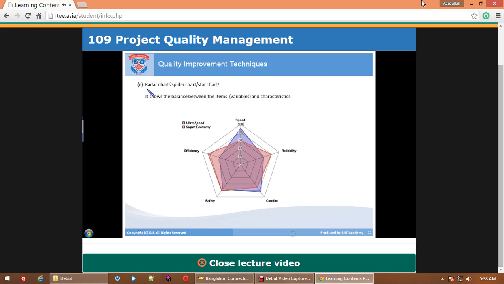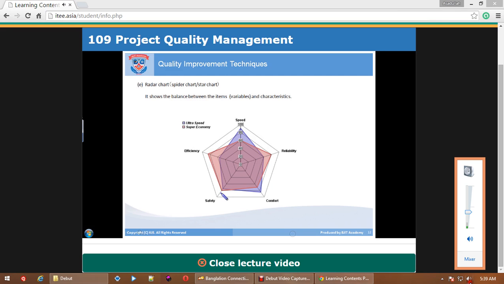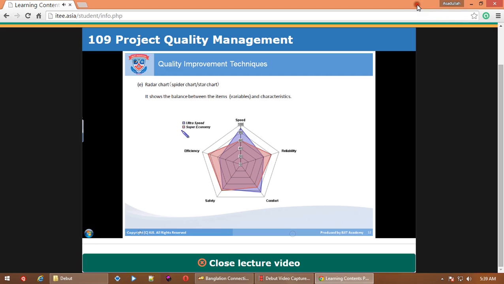Another technique is called the radar chart. It is also known as a spider chart or star chart. It shows the balance between the items and characteristics. In this particular case, the items are speed, efficiency, safety, comfort, and reliability. And the characteristics we are showing here are the ultra speed and super economy.